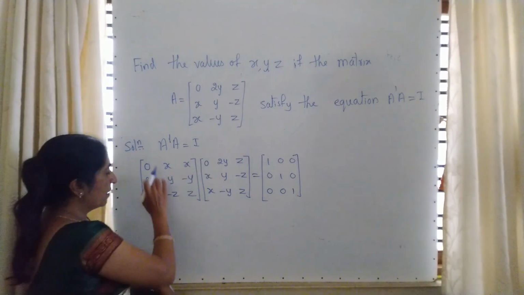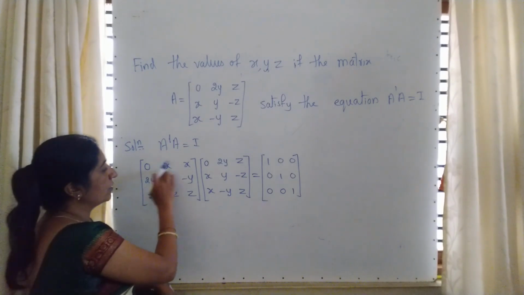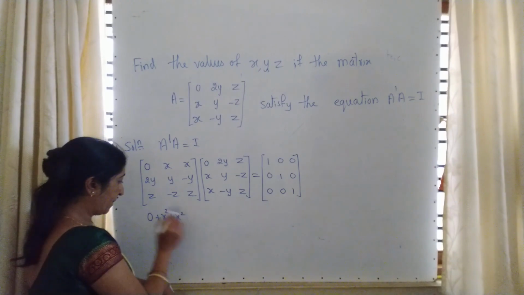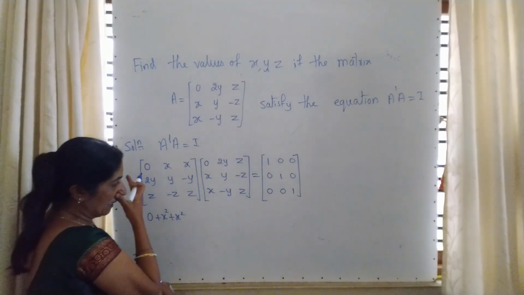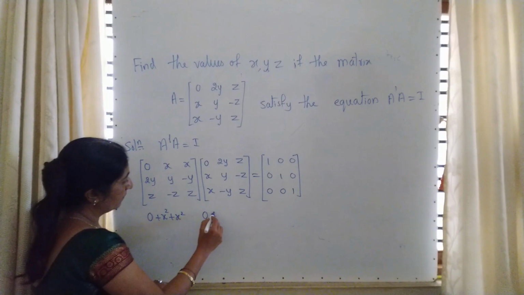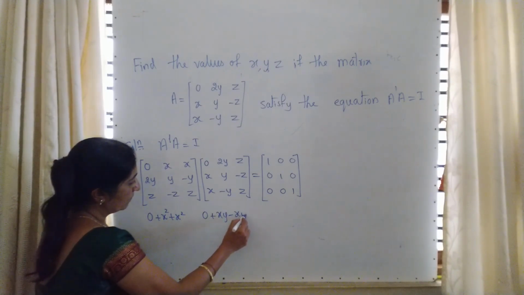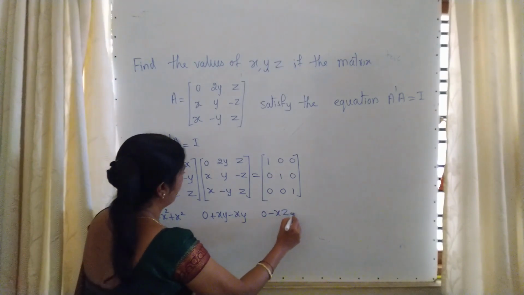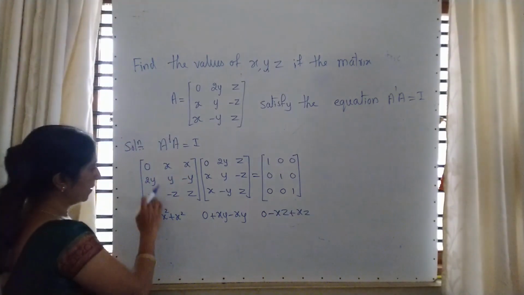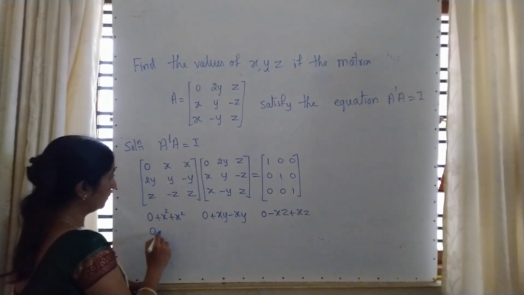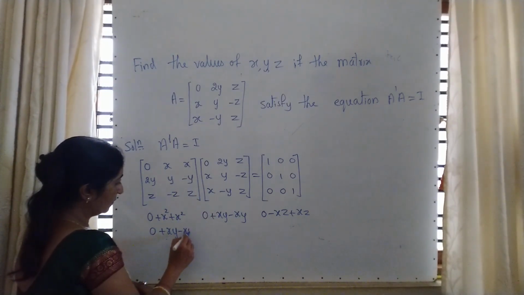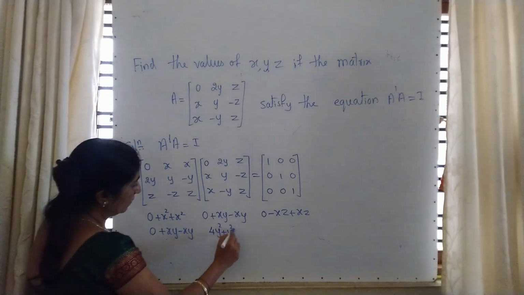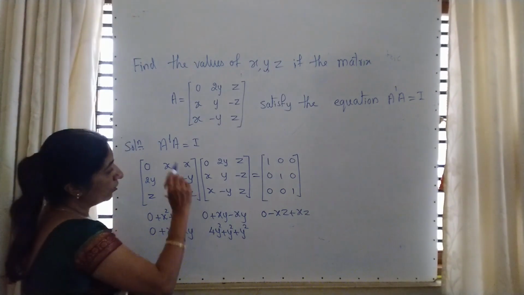Now multiply. As usual, multiplication of the matrices. First row is multiplied with first column. Then first row is multiplied with second column corresponding elements. Then first row with third column. Next, second row with first column. Second row with second column. Second row with third column.